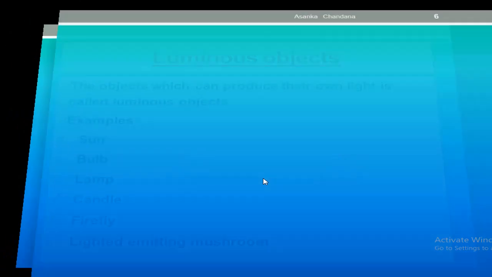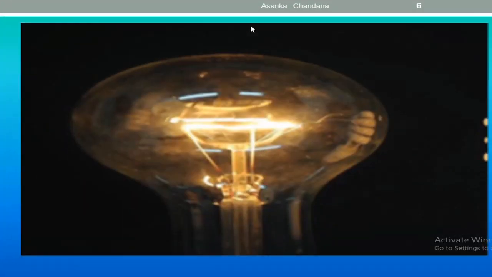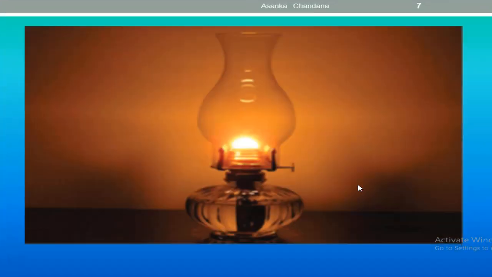Then we will learn about some pictures relevant to the luminous object. This is the bulb. This bulb is able to produce its own light, so a lighted bulb belongs to the luminous objects. Now look at this picture. This picture represents the lighted lamp. This lamp is also able to produce its own light, so this lighted lamp also belongs to the luminous objects, because it can produce its own light.